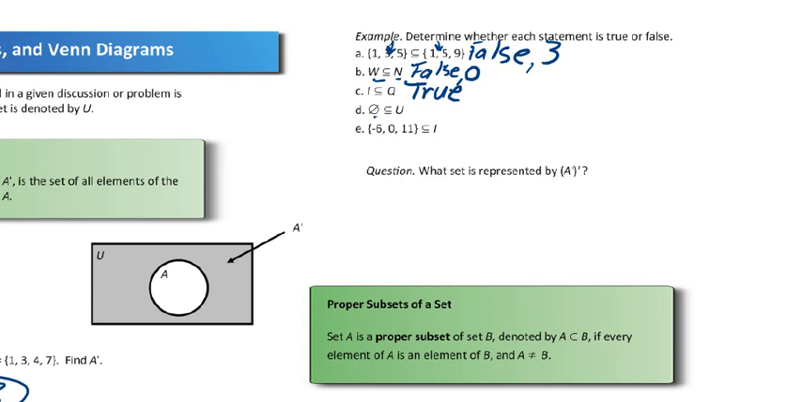D, my empty set is a subset of the universe. Well, that's true because the empty set would be a subset of any universe. And the next one says {-6, 0, 11} is a subset of my integers. All of those are integers, so that is true. Next it says what set is represented by A prime prime. So the A complement, and I'm taking the complement again. Well, if I'm taking the complement of something that's not A, I would be left with A.